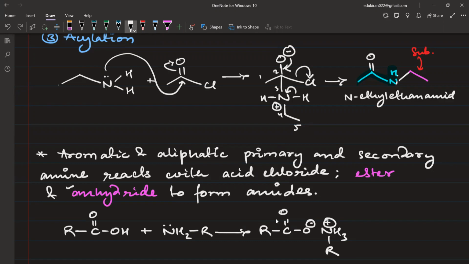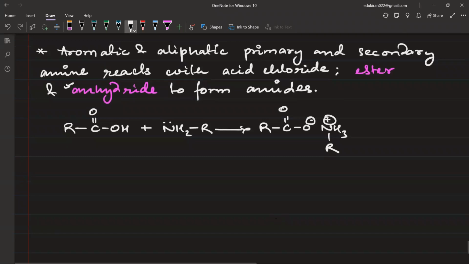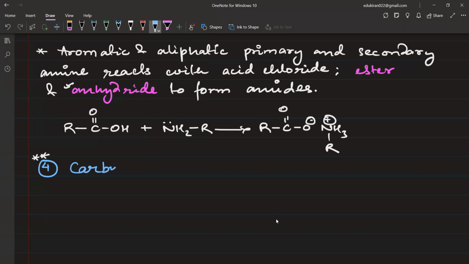The anhydride one is important. You will look at it in the next class. Why is the anhydride one important? The fourth reaction is important because it is a name reaction and it is also a test. Please write carbylamine reaction. What is the carbylamine reaction?